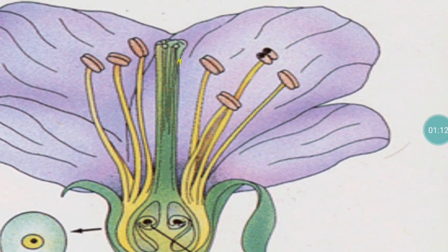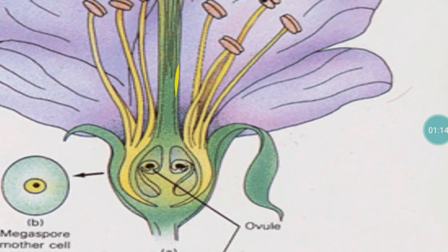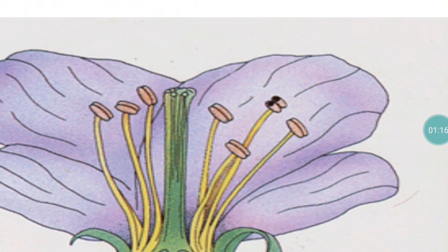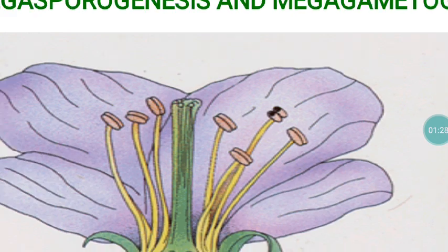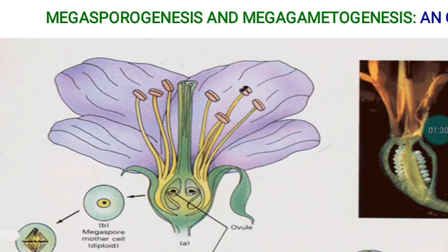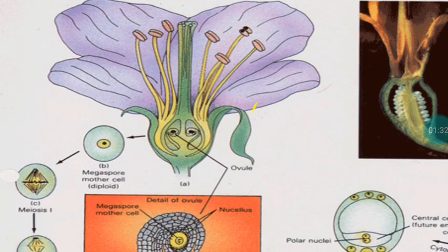The entire thing here is a female organ. This particular part is the stigma, where the pollen grain will land. These are the things happening at the time of the fertilization process. But before getting into the fertilization process, I want to give you some information regarding megasporogenesis.